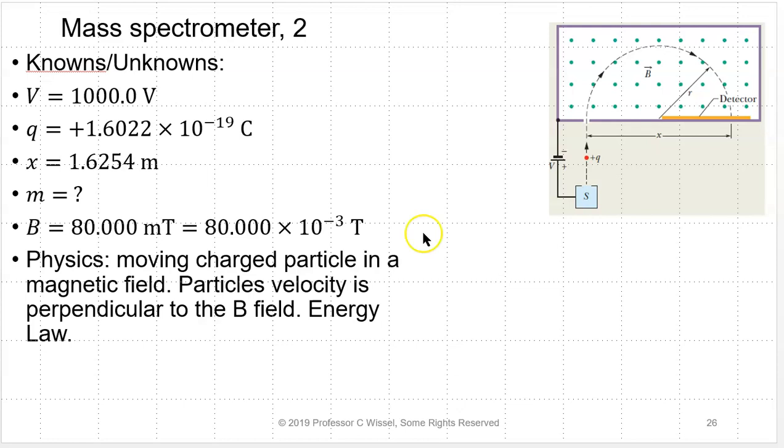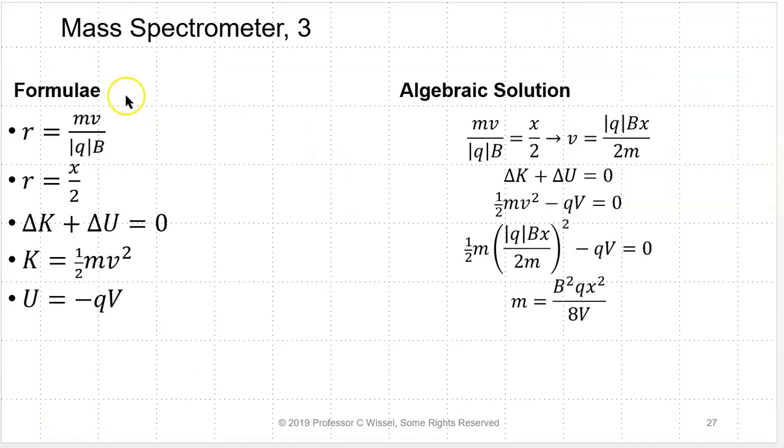Notice everything should be converted to SI units. The physics of this is a moving charged particle in a magnetic field. The particle's velocity is perpendicular to the magnetic field, which will give us the maximum force, and we also need the energy law. So at this point, we need the formulas. R equals mv over qB, and also R equals x over 2. And we also know the kinetic energy plus the potential energy equals 0. The kinetic energy is 1/2 mv squared. The potential energy is just the electrical potential of the particle, and that's minus qV.